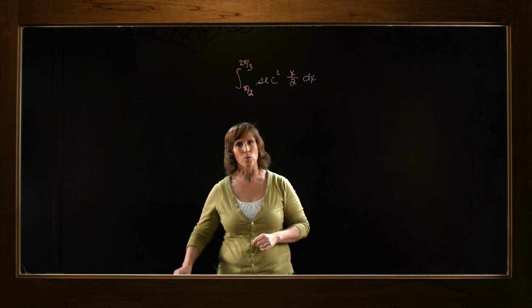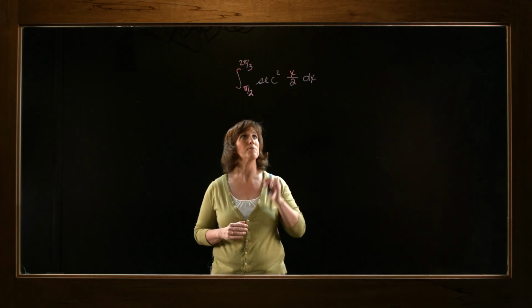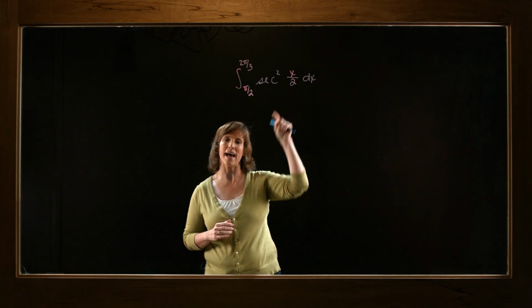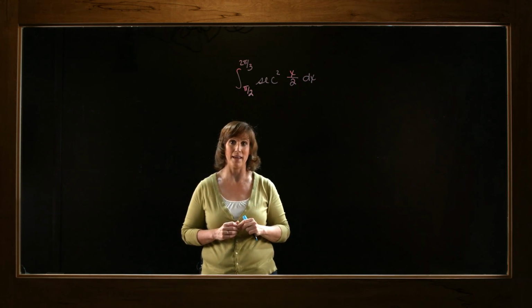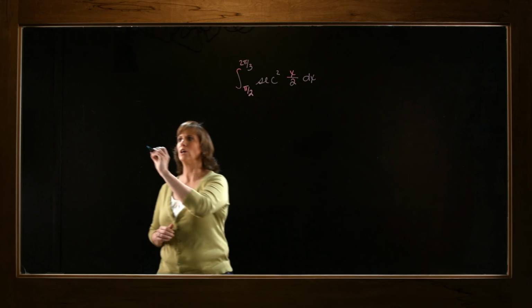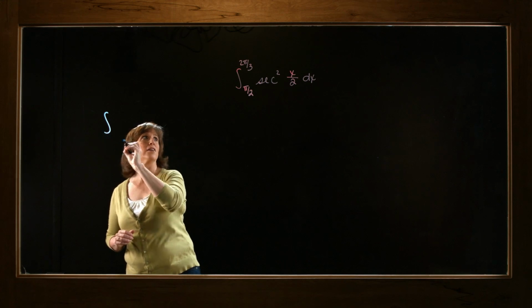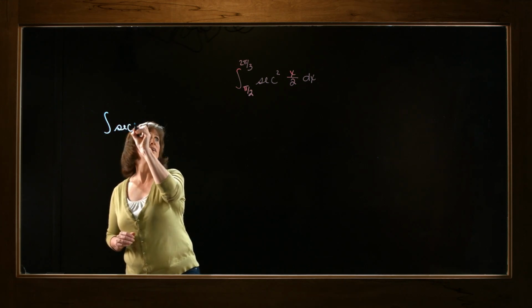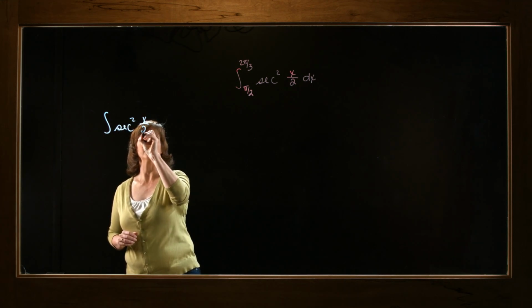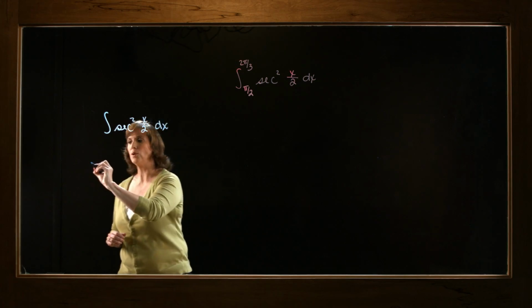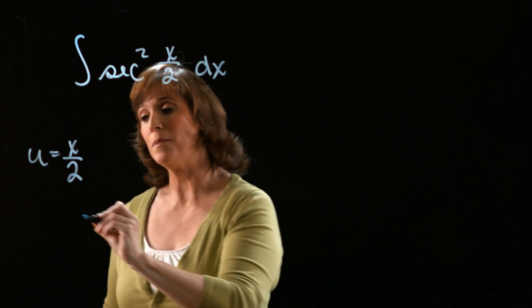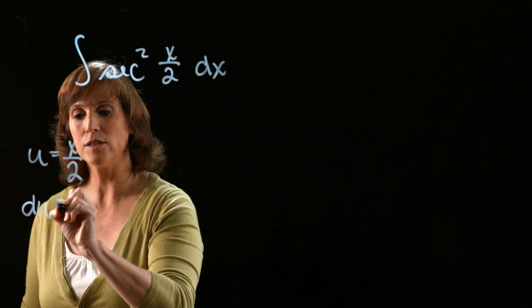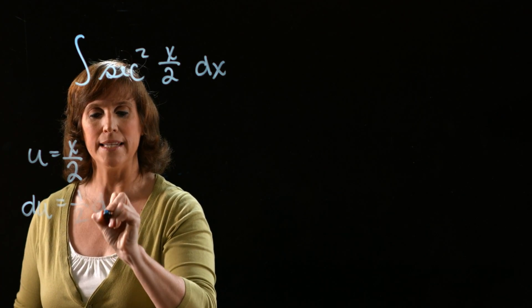So let's do a little side work so that I can get the constants right, because I notice that if u is x divided by 2, I don't quite have the right combination in my integrand. So let's take a look at the integral of secant squared x divided by 2 dx. U is going to be x divided by 2, which means that du is going to be 1/2 dx.